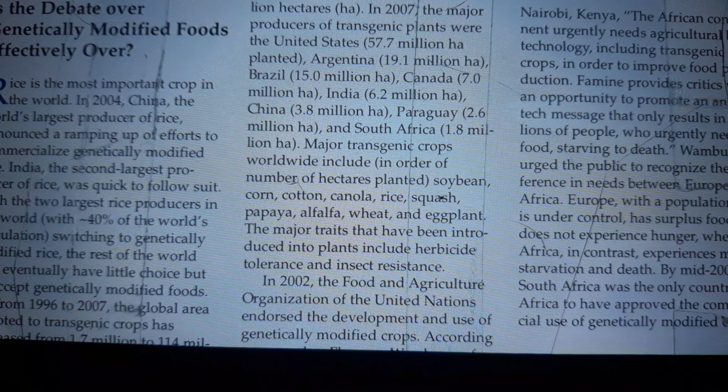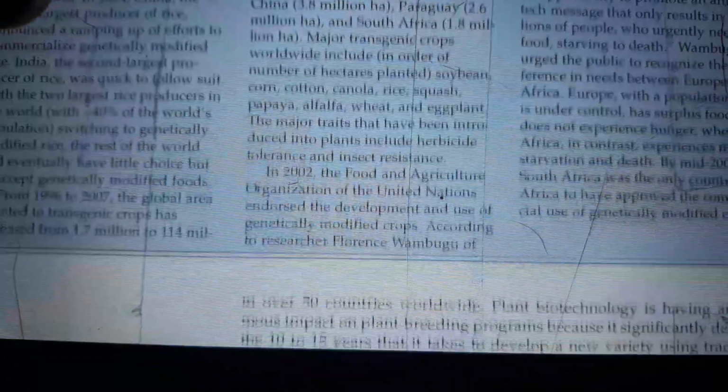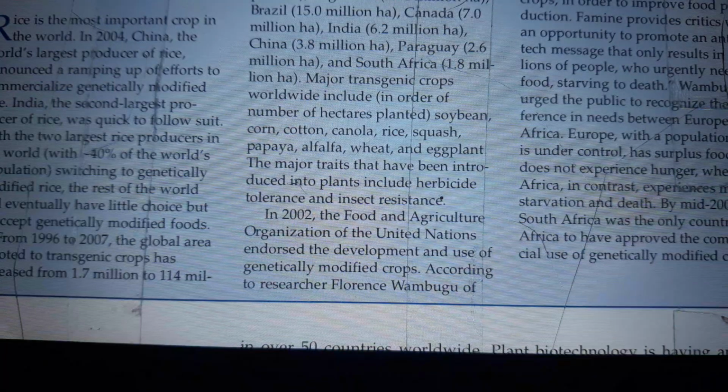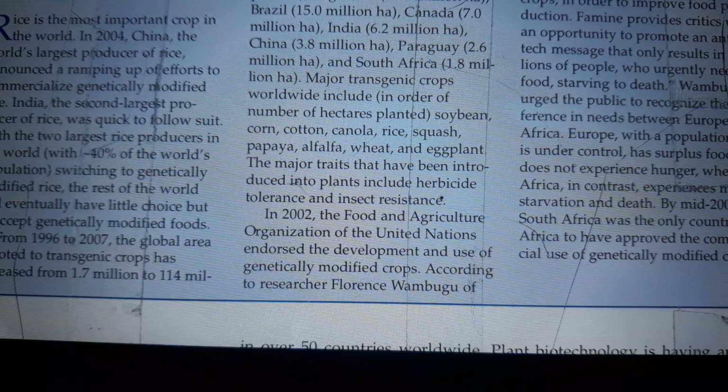Is the debate over genetically modified foods effectively over? Rice is the most important crop in the world. In 2004, China, the world's largest producer of rice, announced a ramping up of efforts to commercialize genetically modified rice. India, the second largest producer of rice, was quick to follow suit.